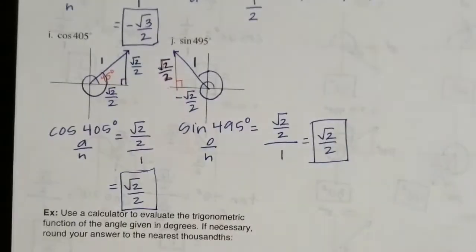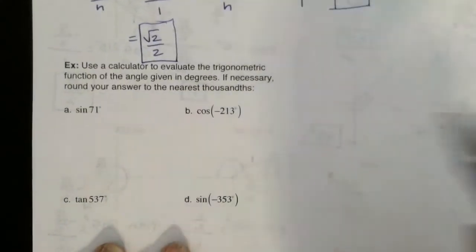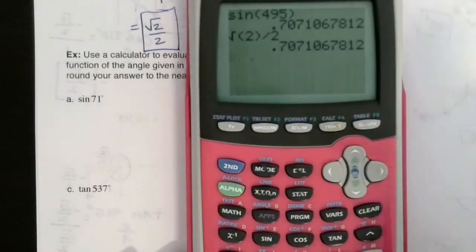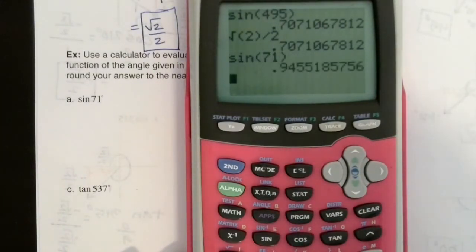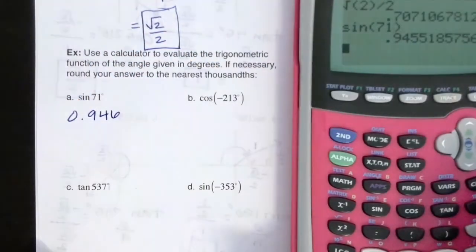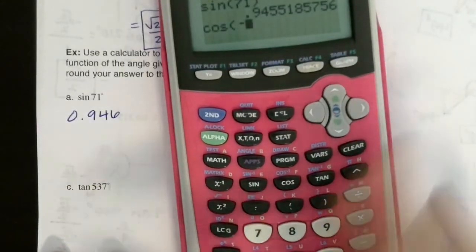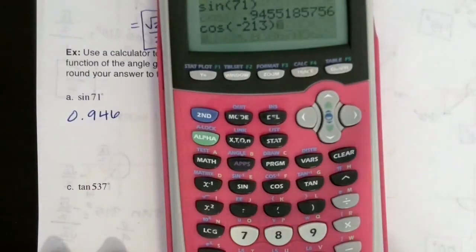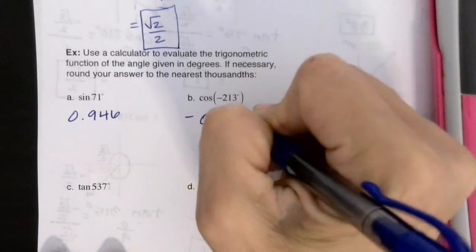Okay? All right. Next, we're going to use our calculator to evaluate these angles to the thousandths. None of these are special triangle ratios. They're not going to give us 30, 60, 90 reference angles. So we literally just type them in our calculator. Sine of 71 degrees. So we're going to write this as 0.946. Next one. Cosine of negative 213 degrees. Make sure you use the negative button instead of the minus button when you do this. So we get negative 0.839.